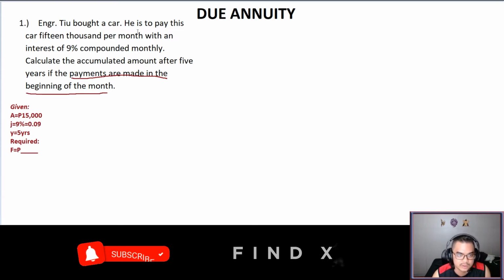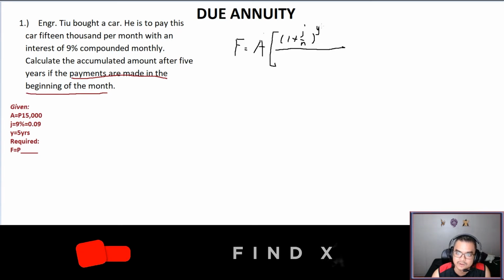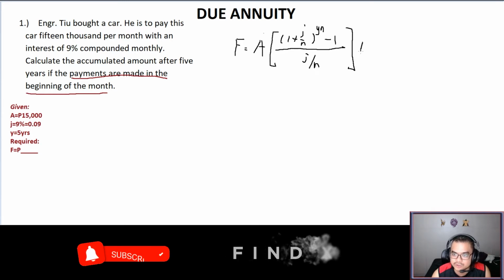The solution for this one is just straightforward. All we have to do is direct substitution. Writing down the formula, we have F equal to the annuity times (1 plus j over n, since we are given the nominal rate of interest) raised to yn minus 1, all over j over n. Don't forget the additional factor of 1 plus j over n.